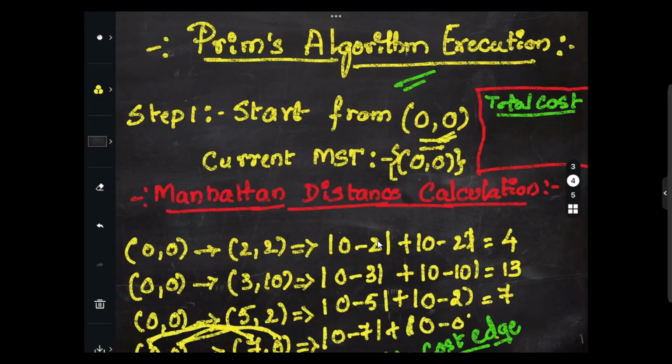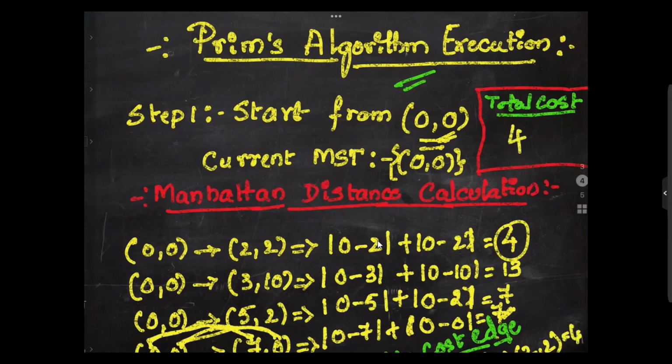Every time we are doing the same thing here. This will give us 7. So every time we are considering the minimum cost edge. Minimum cost edge here is 4, the least value we are considering. Minimum cost here we can clearly see is from 0, 0 to 2, 2. So the total cost here will be 4. Possible cost is 4 here, right, in this case. So from step 1 we got the total cost 4, you can clearly see.